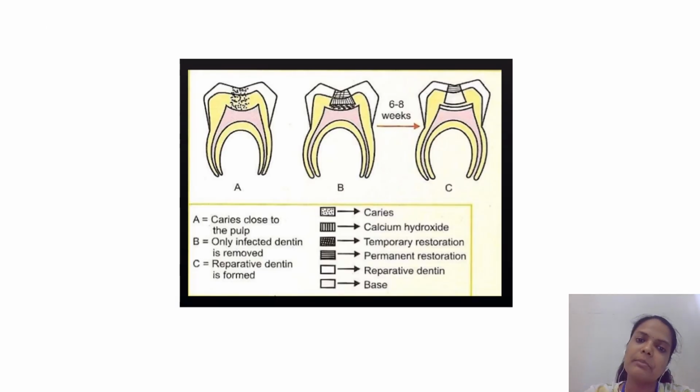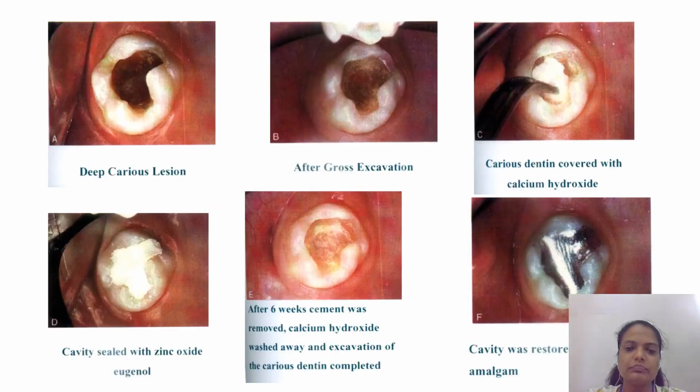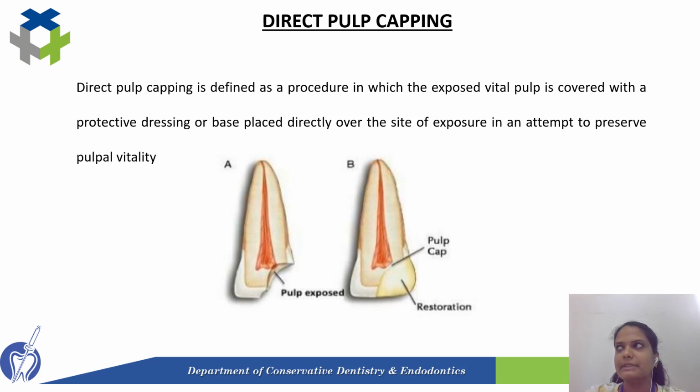So this is a diagram to explain how indirect pulp therapy is done. Here first the soft leathery part is removed and the affected dentin is left behind. And on top of that, we give a pulp capping agent and the patient is asked to return after several weeks. And on the second appointment, we examine the patient and assess the vitality of the tooth and the final restoration is placed. We use a diagrammatic representation.